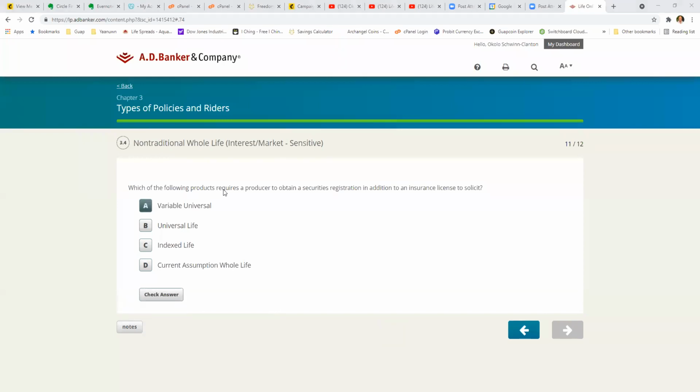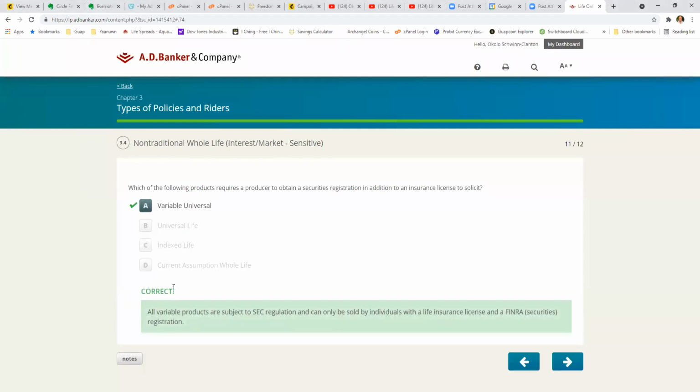Sunshine said, when you see variable, think stock. Exactly. See, you learn something from her statement, and that's 100% true. Variable has to do with the stock market. If it has to do with the stock market, that's a security. You have to be registered. It takes additional licenses. We don't get paid enough for that headache, that's it in a nutshell. All variable products are subject to SEC regulation and can only be sold by individuals with a life insurance license and a FINRA securities registration.